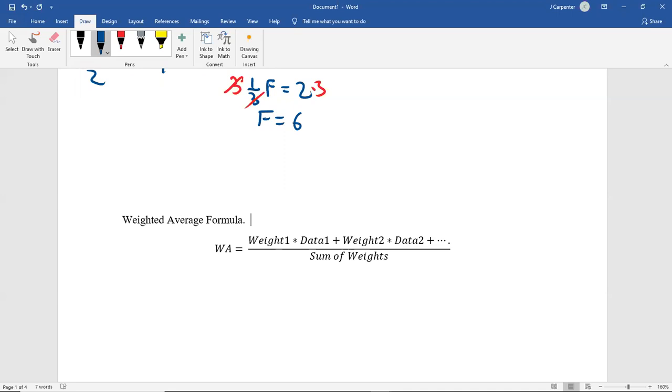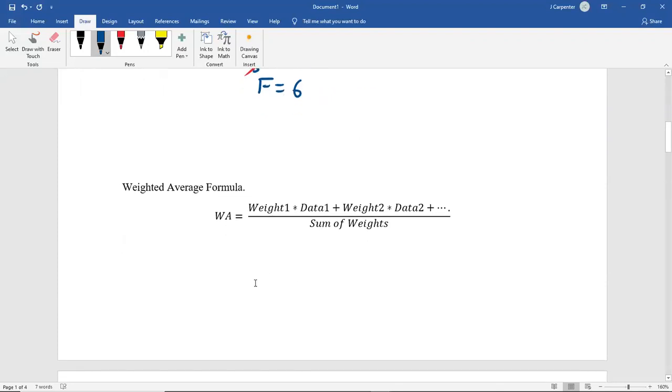So remember that the weights are what will bring the average closer or further away to something. The heavier the weight, the more of something there is, then the closer that average would be to that entity, especially if it's just two things that are very, very far off from each other.